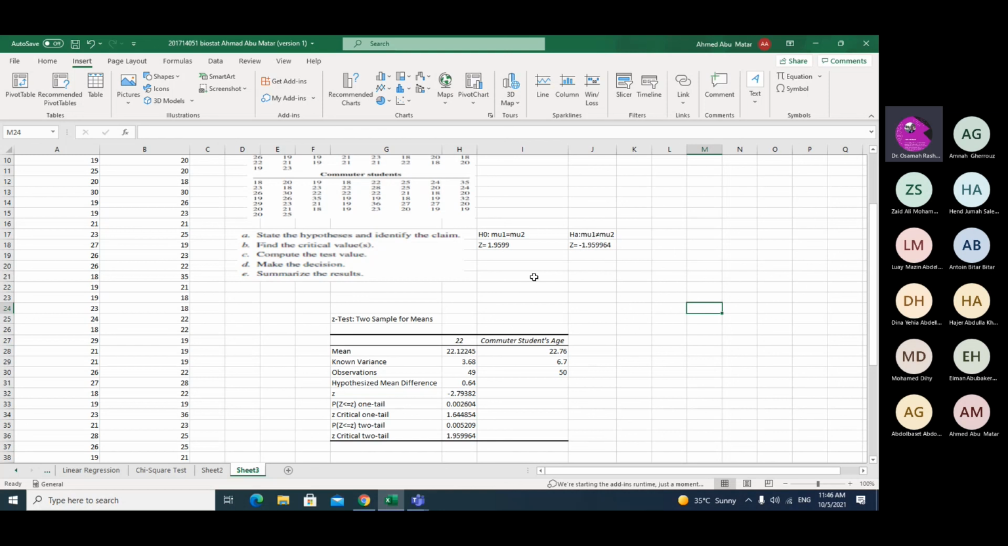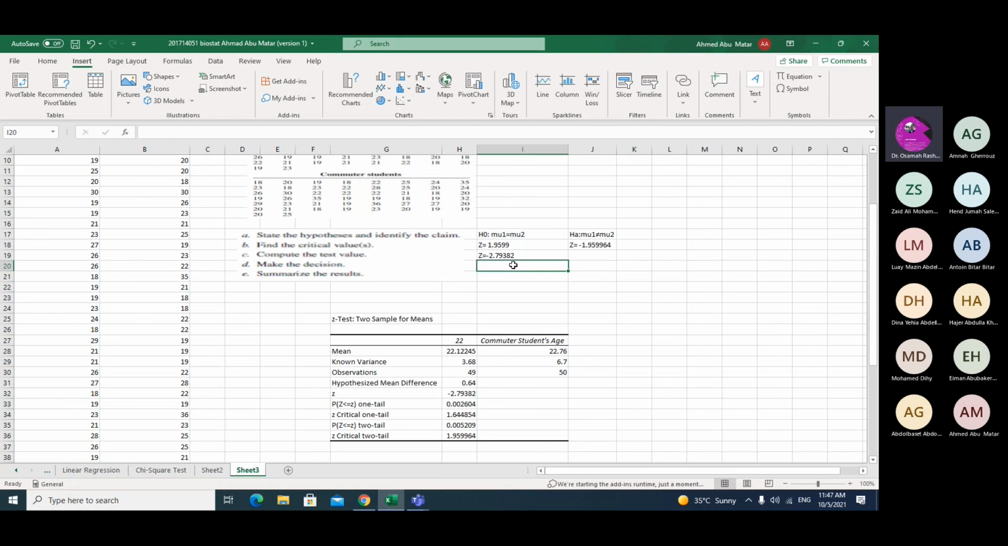Section C. Compute the test value. What is the test value? It is Z. Z equal to this one, negative 2.79. Yes, minus, excellent. Minus 2.79382.